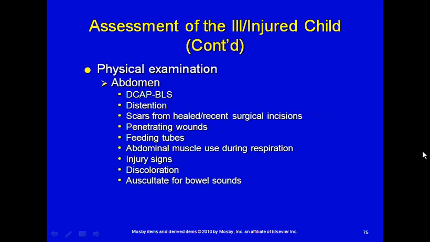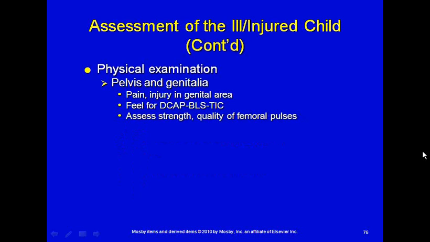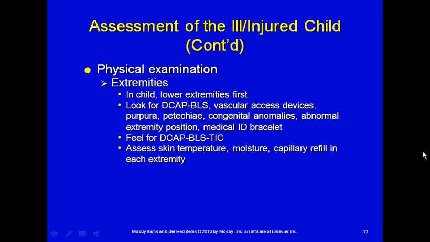The abdomen, look for scars, look for bruises, look for penetrating wounds, potential feeding tubes. Again, they're primarily belly breathers, so they're going to really be working that abdomen during breathing, and if they're in respiratory distress at all, they're going to be working it even harder. Try to auscultate bowel sounds. For the pelvis, might have pelvic pain, might have injury in the genital area, decap BTLS, assess the strength and quality of femoral pulses.